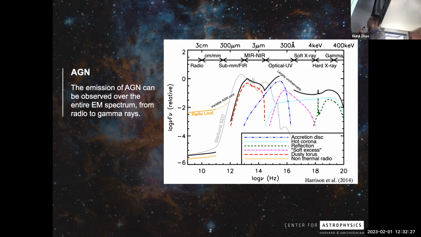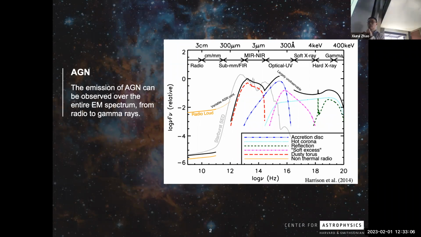In the X-ray, it can tell us about the hot corona, which is the X-ray emitter in the AGN. The corona is a bunch of hot electrons that upscatter the UV and optical photons produced by the accretion process up to the X-ray band. This process is inverse Compton scattering, which is how we see the X-ray photons from the AGN. The X-ray band can also tell us about the properties of the dusty torus.